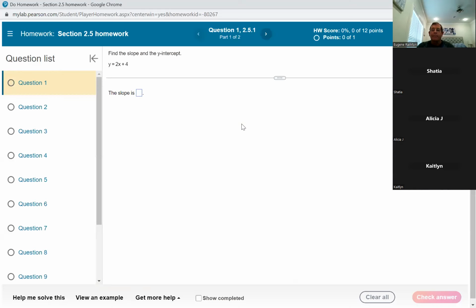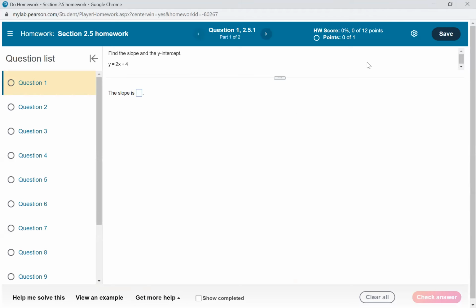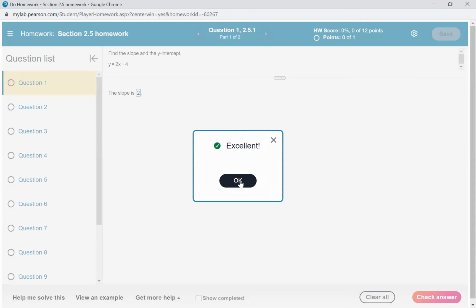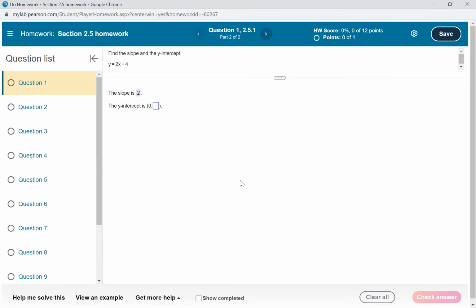All right, y'all. So y'all should be seeing my problem 1. So problem one, they say find the slope and the y-intercept. So remember, the slope is the number in front of the x. So on this problem, my slope would be 2. Now I would check that. Then they say, what is the y-intercept?